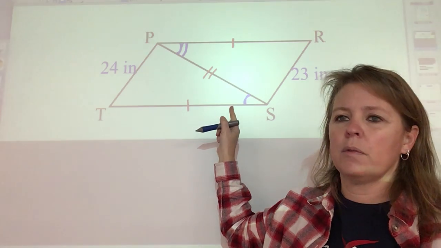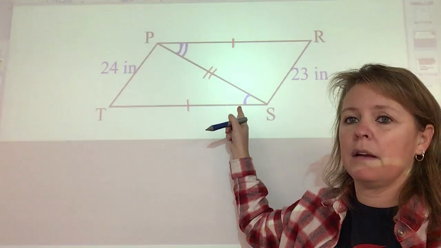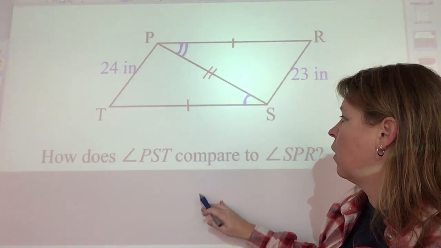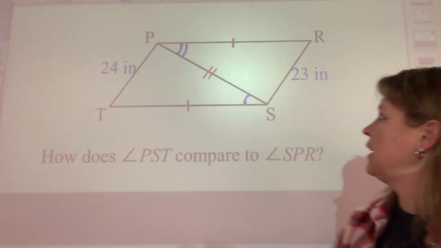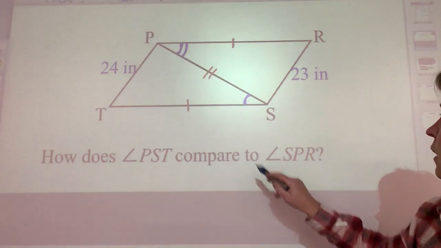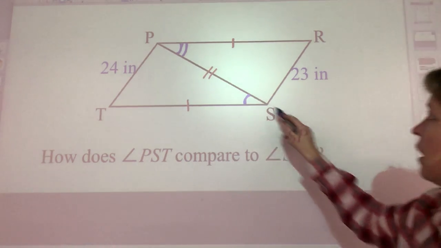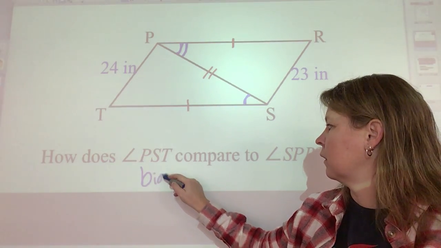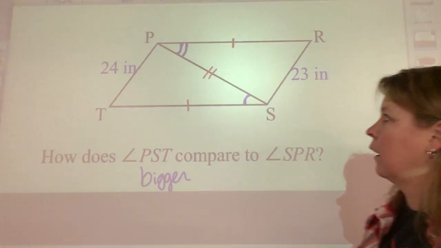Don't call it angle S. We've been through this before. I don't know which angle S you're talking about, if you're talking about this one, or the big obtuse one. So how does angle PST, right here, compare to angle SPR up there? Angle PST is bigger, larger, greater, however you want to say it.